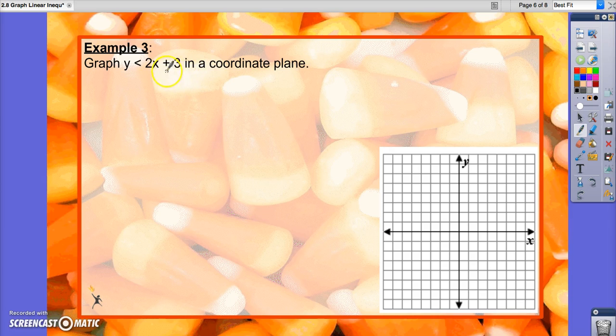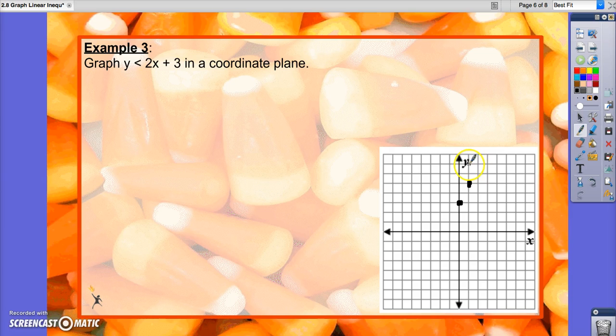So I start with my y-intercept, my b. My b is 3. Positive 3, I either move up or I move down. It's a positive 3, so my y-intercept goes here, positive 3, up 3. My slope is 2 or 2 over 1. So you go up 2, right 1.